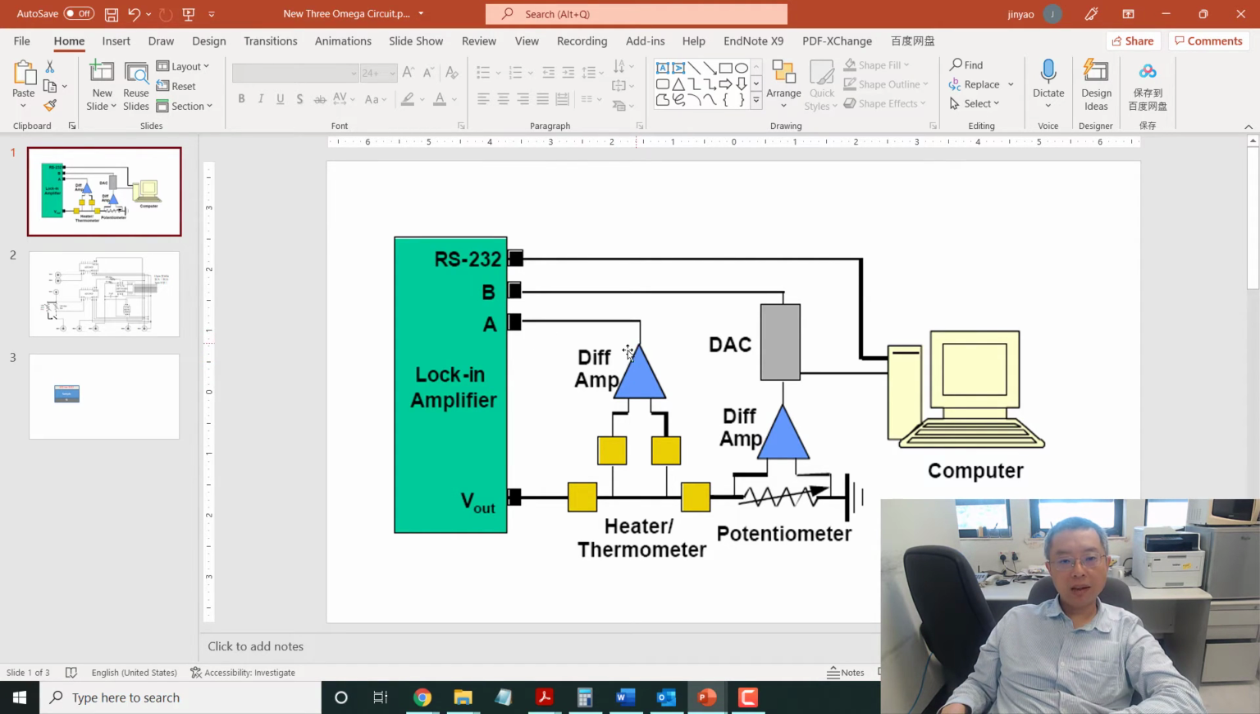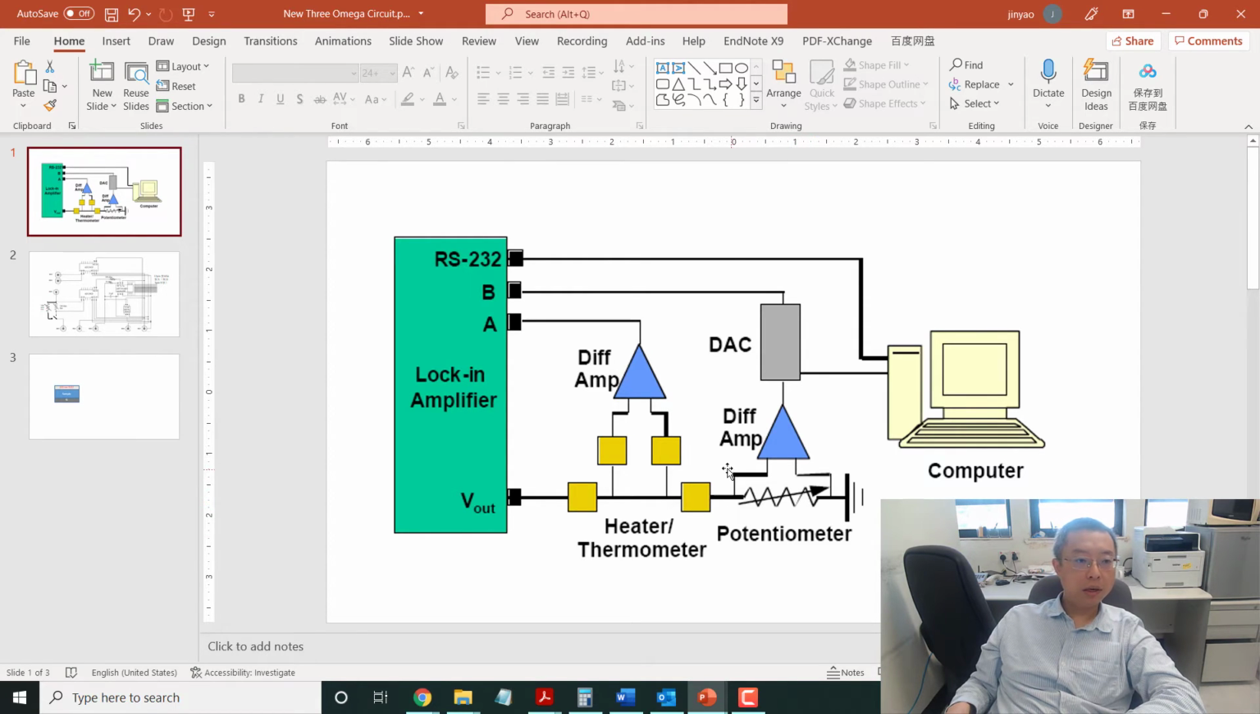In order to get that, you need some kind of differential amplifier. Because you have A and B, these two pads have to be subtracted from each other. After subtracting, you put this into channel A of the locking amplifier. And here, there's another differential amplifier. And there's something called a DAC, or digital to analog converter, because you want to match the resistance of your heater, which is your device, with the potentiometer.